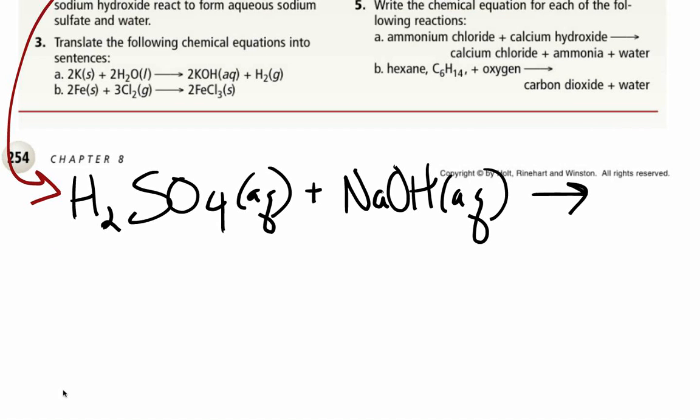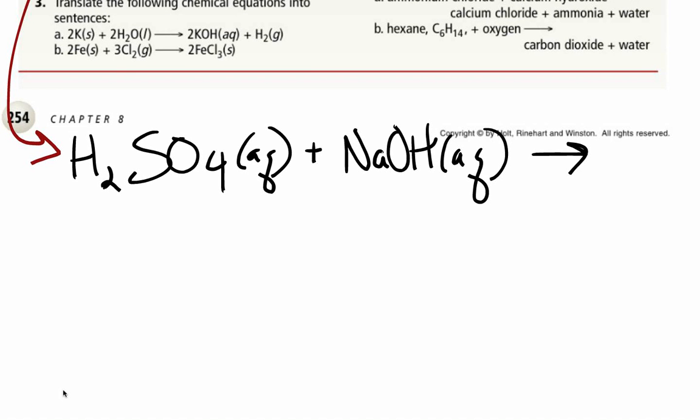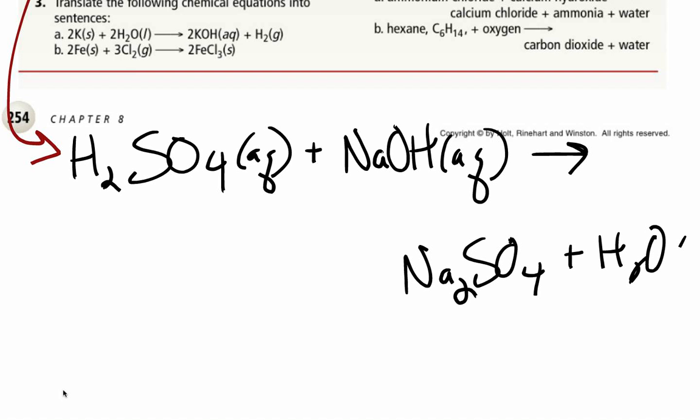So they react to form sodium sulfite. So I have to put sodium together with sulfate. Sulfate's still negative 2. So that would be Na2SO4, and water, which is H2O. And water is a liquid. And my sodium sulfate is probably going to be aqueous still. It's probably a salt. We'll learn about whether our salts are aqueous or solids in the future.